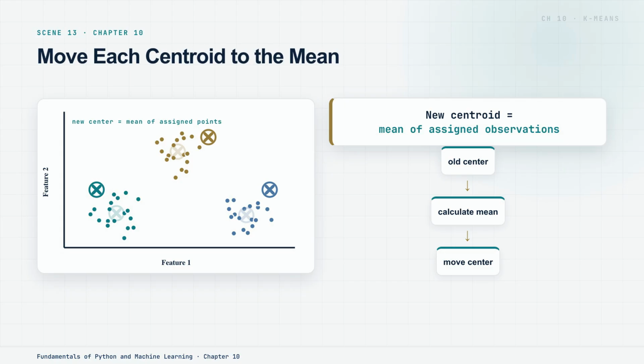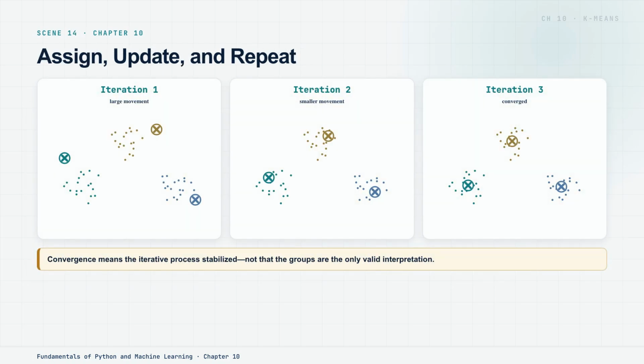For each cluster, KMeans calculates the mean of the assigned observations. That mean becomes the new centroid. If the observations assigned to one cluster are concentrated in a different region than the original center, the centroid moves toward them. This update reduces the distances between cluster members and their assigned centroid. After all centroids move, the assignment step is performed again. K-means alternates between assignment and centroid updates.